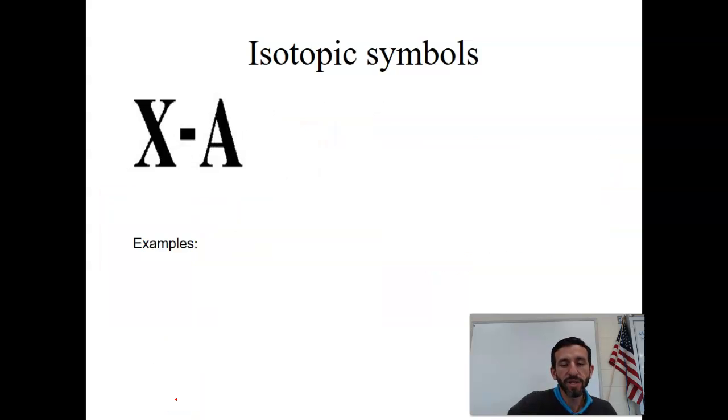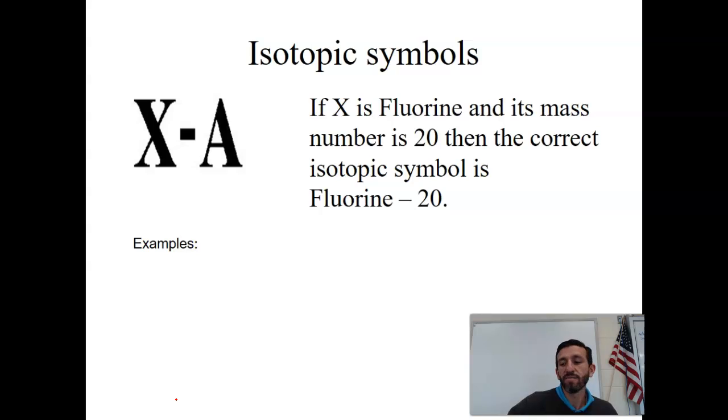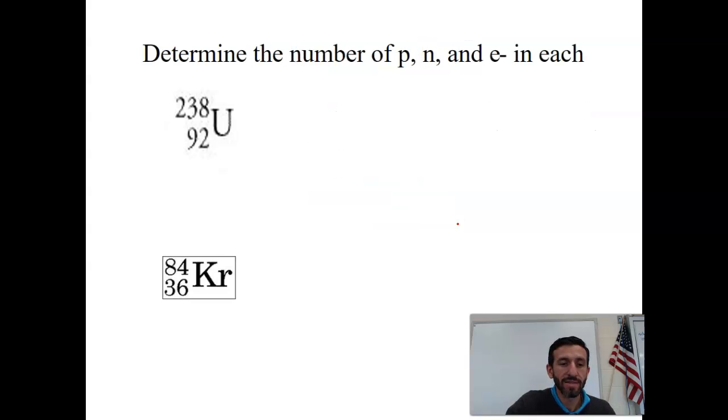Alrighty. Another way to write an isotope is to write the name and then do a dash. That's not a minus sign, it's a dash. And then the mass of the isotope. So fluorine-20, I've got name dash mass. All right, so let's do some practice problems.